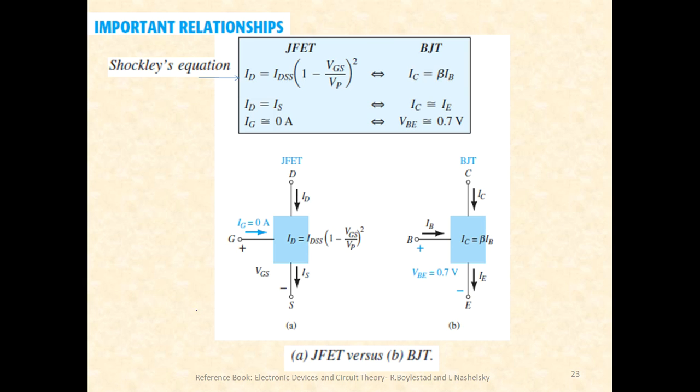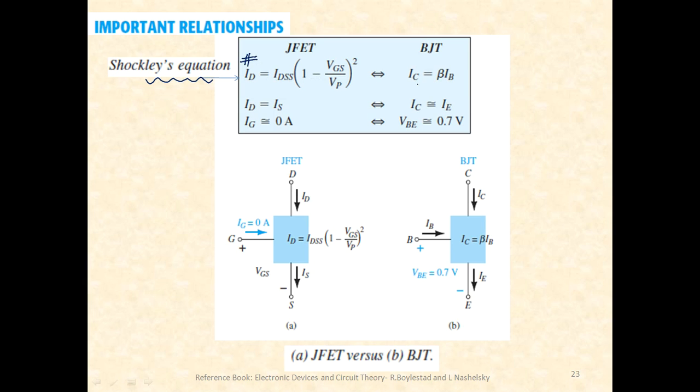Alright, moving next, some important relationships that exist between JFET and BJT. We cannot call them similarities, nor dissimilarities, but just a comparison between the terms with respect to JFET and BJT, so that it will help us understand both devices in a better way. JFET is given by Shockley's equation: ID equals IDSS times (1 minus VGS upon VP) the whole square. This is a very, very important expression, students. You will have to remember this expression for a JFET.